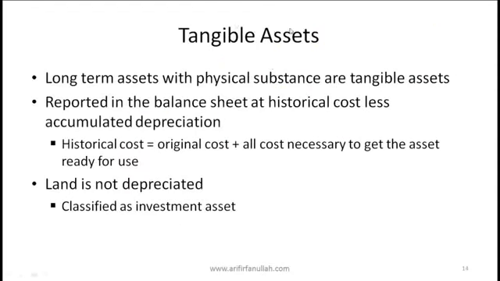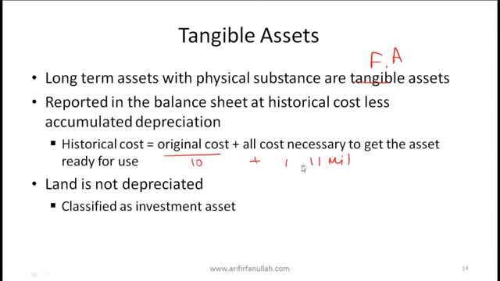Tangible assets are long-term assets with physical substance and are hence called tangible assets. Sometimes these are also called fixed assets. They are reported in the balance sheet at historical cost less accumulated depreciation. So historical cost is the original cost that you paid for, let's say, a given piece of equipment, and all cost necessary to get the asset ready for use. So if you paid 10 million for a large piece of equipment and another 1 million to install it and set it up, this will be shown on your balance sheet initially at 11 million.